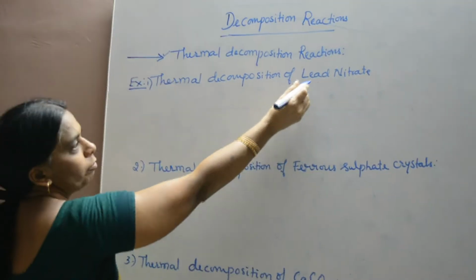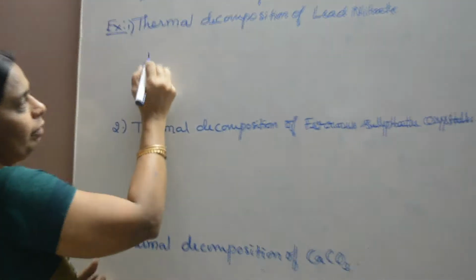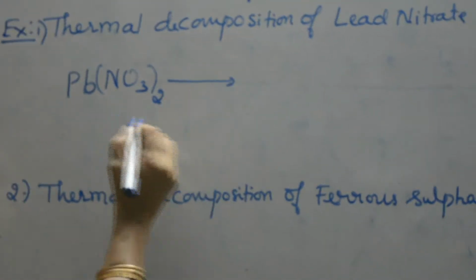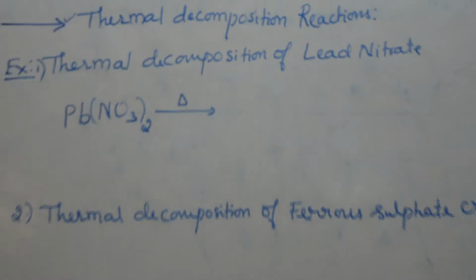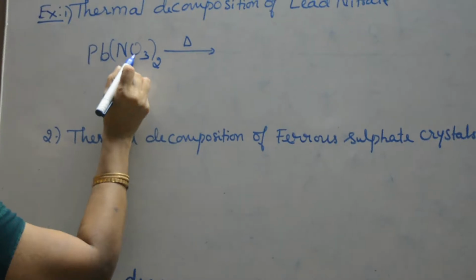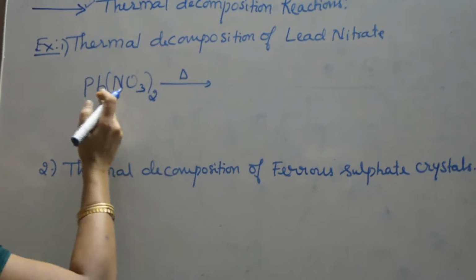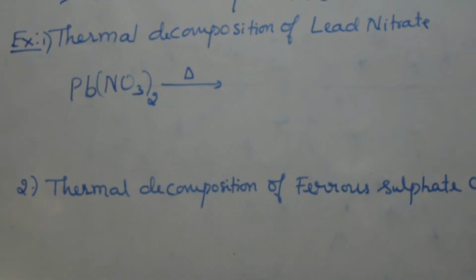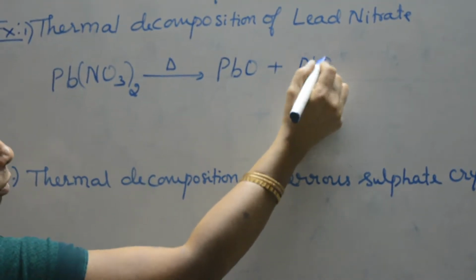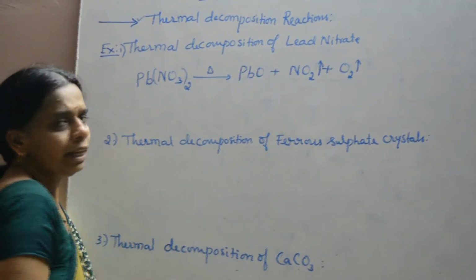Thermal decomposition of lead nitrate. Lead nitrate is a white colored salt. When we heat the lead nitrate, Pb(NO3)2, shown with a triangular mark, heating in a small test tube, we get brown fumes of nitrogen dioxide and colorless oxygen gas along with lead oxide, which is a yellow residue. So we get PbO, lead oxide, brown fumes of nitrogen dioxide and oxygen gas. Both are evolved here.